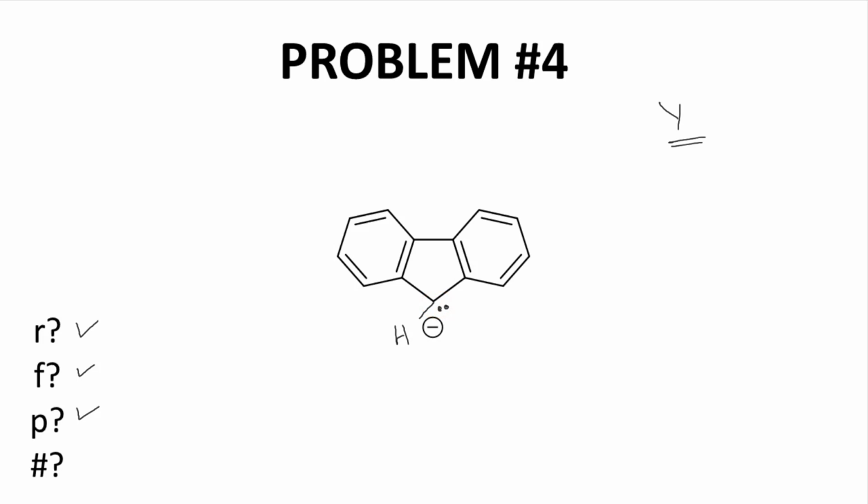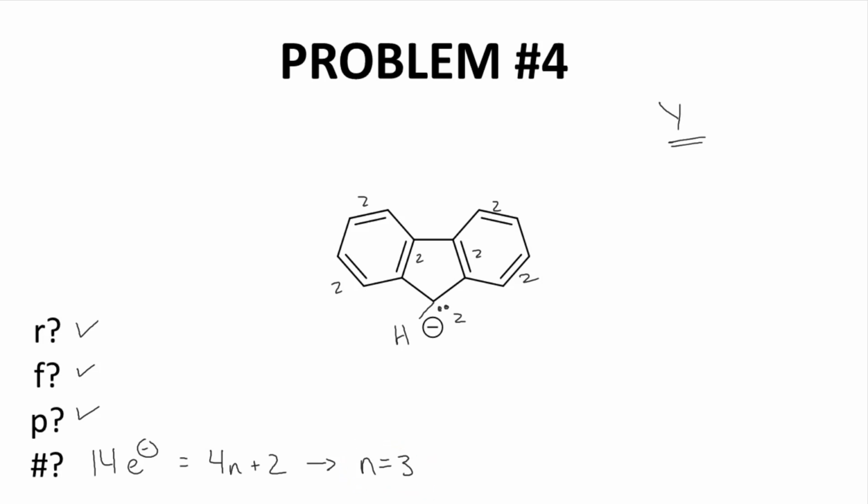We have 2, 4, 6, 2, 4, 6. That's 12, and this lone pair will also be in a p orbital. So that'll be 2 more. So that's 14 electrons. If we put these 14 electrons through our equation, 4n plus 2, this solves out to say n equals 3. That's an integral value. Bam, this is an aromatic structure.